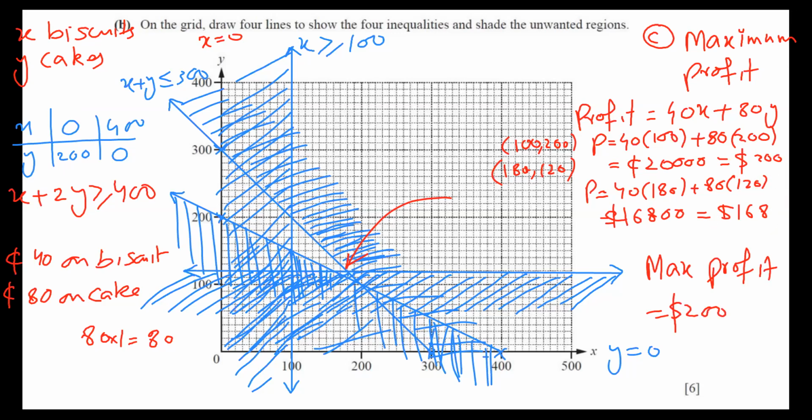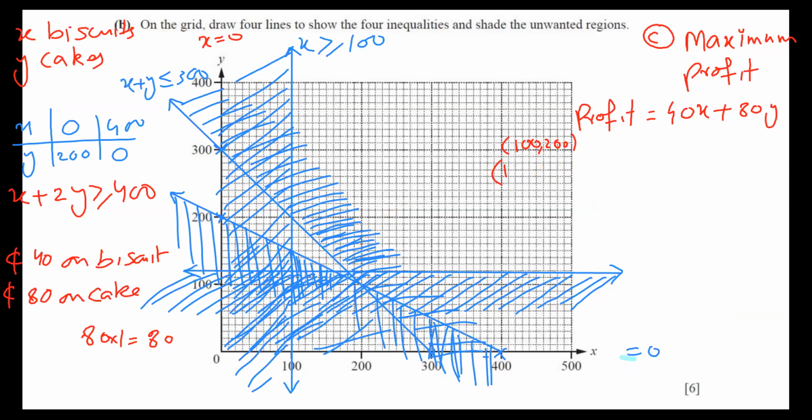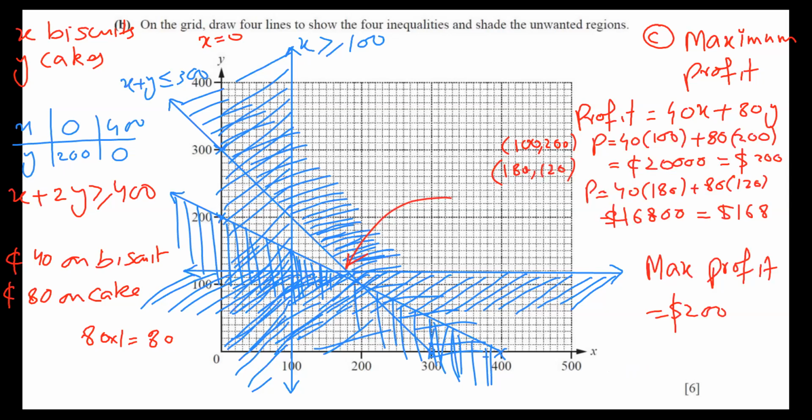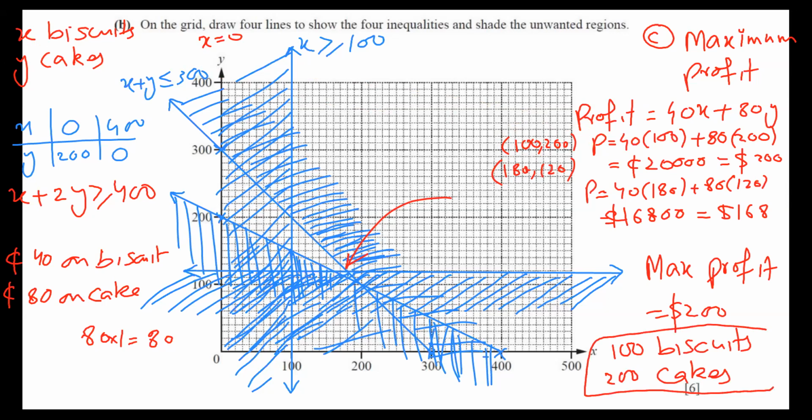And sometimes she asks what is the pattern, what is the condition. So condition means what is this one? This comes from here. So X is 100, X is biscuits. So it means 100 biscuits and 200 cakes. It means if she bakes or sells this quantity, then she will get the maximum profit, and which is what? $200. And that's it. The question is completely finished. I hope you have understood everything.